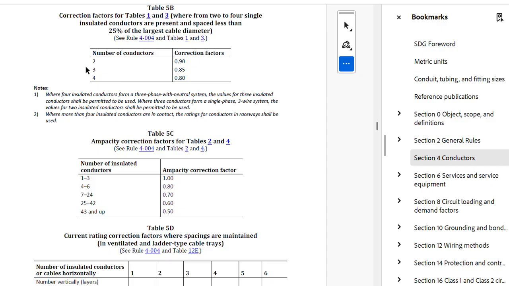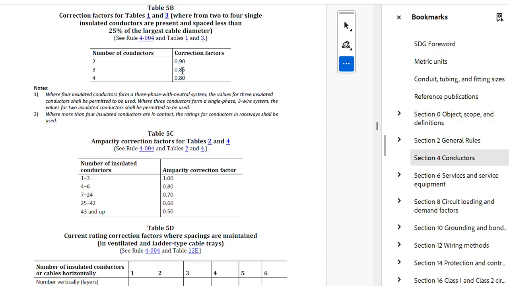5B says, well, if you're running two conductors, actually, not just that one conductor in that free space, or three conductors or four conductors, I need to derate it even further because each of those conductors is going to be dissipating its heat, and the spacing is important, right? For this, it's spaced less than 25% of the largest cable diameter, so they're pretty tightly spaced together. Because of that heat from the extra cables, you're going to have to derate it more. So for example, if I have three conductors, I derate it with this factor, which is 0.85.